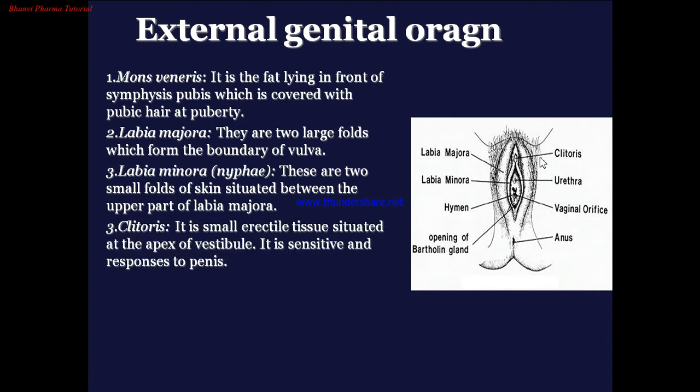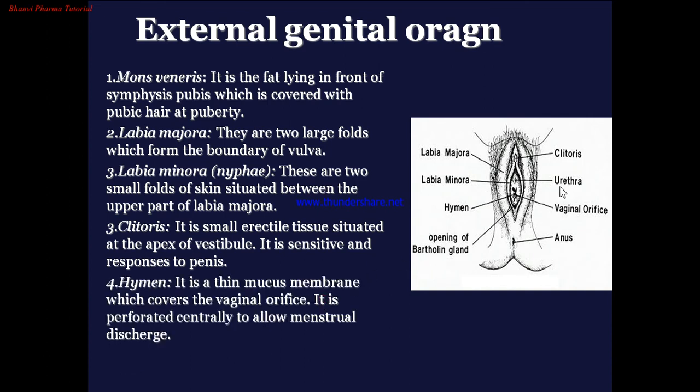Next, clitoris. It is a small erectile tissue situated at the apex of the vestibule. It is sensitive and responds to the penis. It helps in the erectile process of the penis.